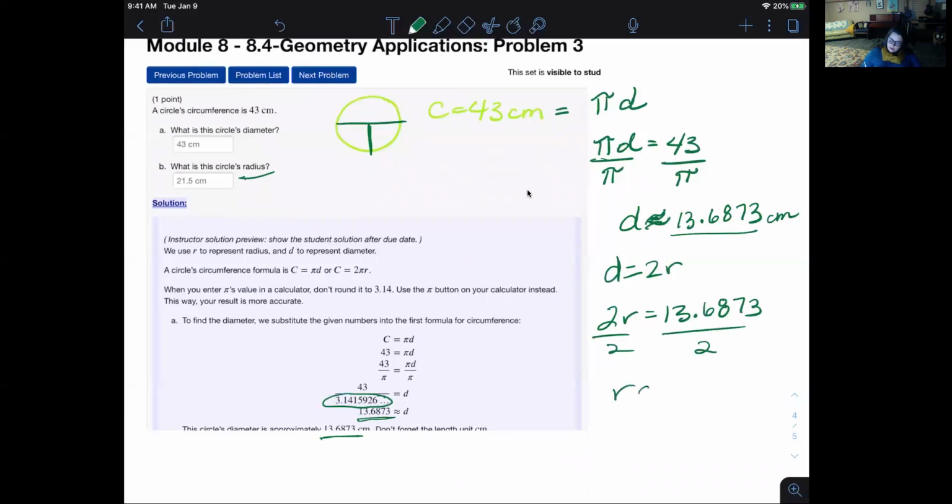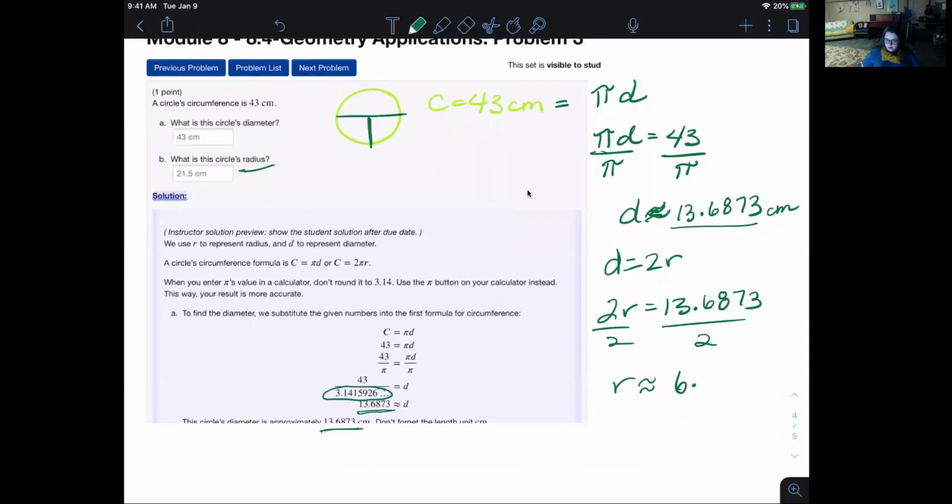So that's going to be approximately 13.6873 divided by 2. I get 6.84365 centimeters. Okay, so that's going to be that answer. So those were both incorrect. So your first answer is here, and the second one would be like this.